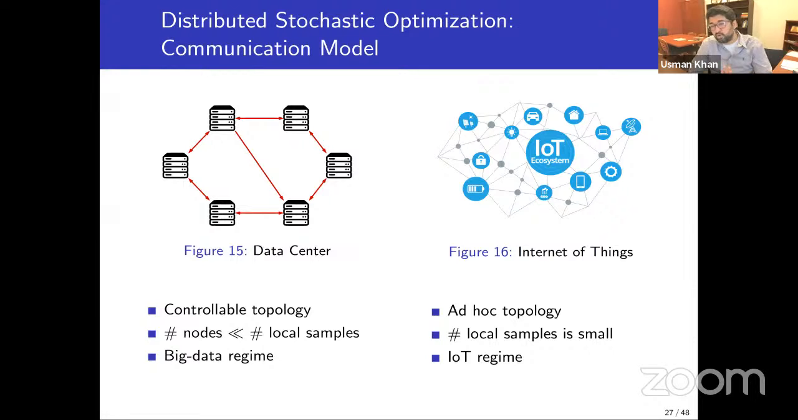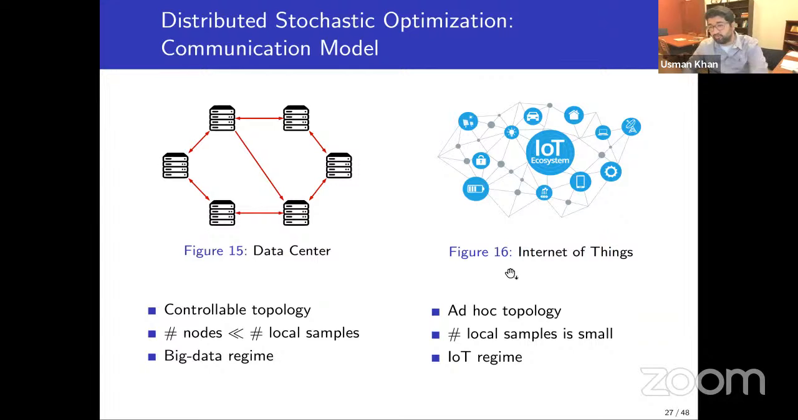And something on the communication model. We also want to look at two different types of topologies. One of them is what we call a data center mimicking topology, where we have control over the topology. So we can wire high performance computing machines together according to whatever topology we like. This is a data center scenario, so every machine may have a very large number of data points, and the number of nodes may be small. This is what we also call a big data regime, where the number of samples per machine is much, much larger than the total number of machines.